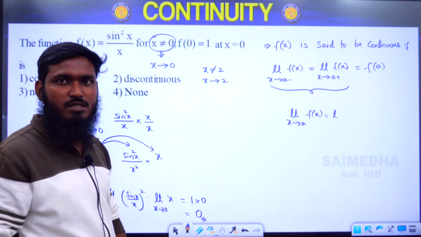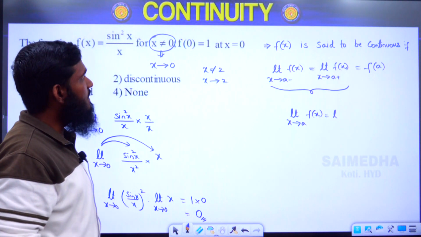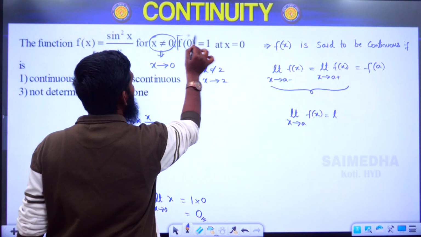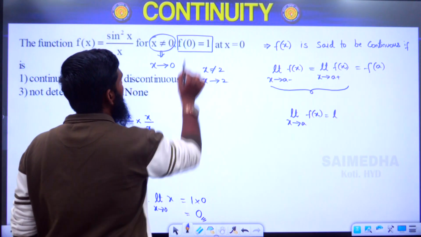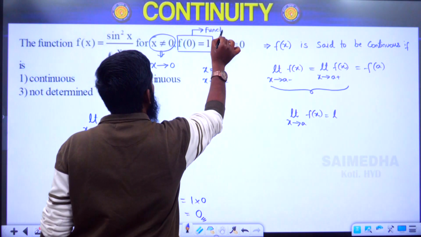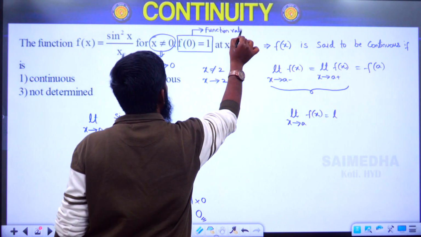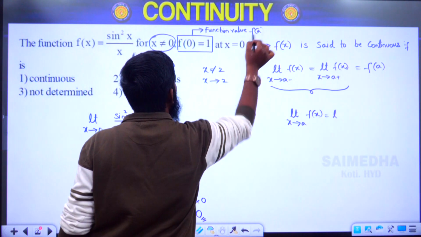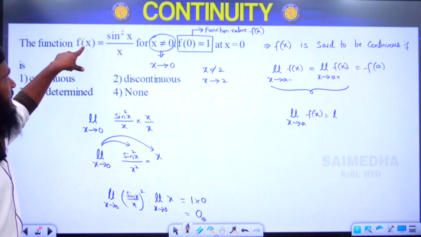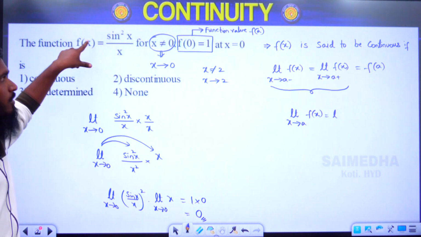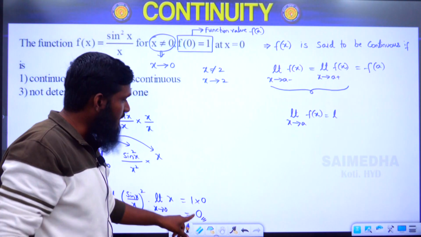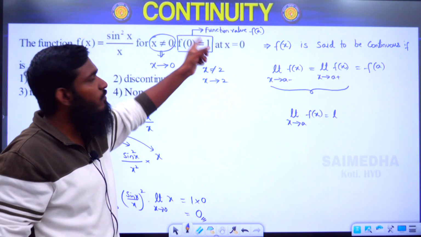For this complete part, the limit value we are getting is 0. But what is given here? f of 0 is equal to 1, and this is the function value, that is f of a. This part is f of x, and in the place of x, if you substitute 0, the f of 0 value is already given as 1. The limit value is 0, but the function value is 1.